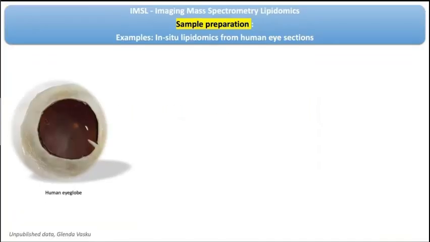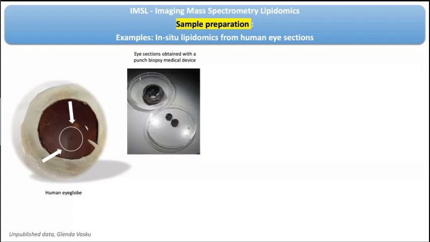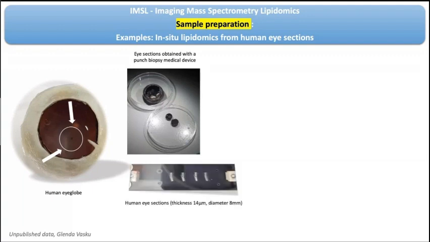So in this slide, I will put the attention on the sample preparation, which is very important when we perform imaging mass spectrometry. In my experimental design, I worked with human eyes. Here you have a whole human eye globe in which I selected an important part of the eye, the central part called the macula, which is responsible for central vision in humans. In order to select this part of the tissue, I used a specific medical device which helped me to select the zone of interest.